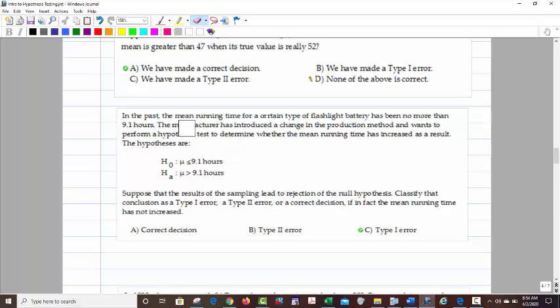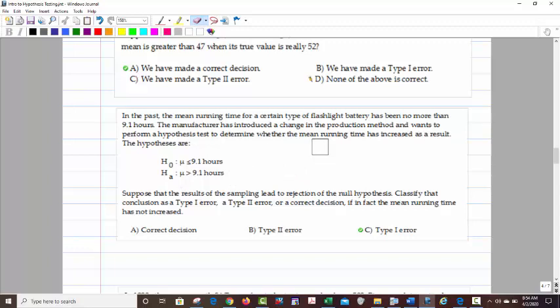Okay, let's take a look at this next example. The mean running time for a certain flashlight battery has been no more than 9.1 hours. They gave us the H0 and HA here, but we could have done this without it, because the phrase no more than is enough to tell us that means less than or equal to. Since it has an equal, it has to be the H0, which pairs up with an HA of greater than.